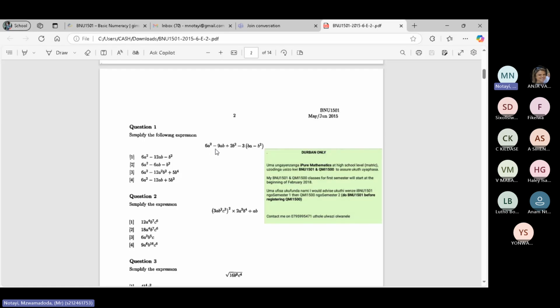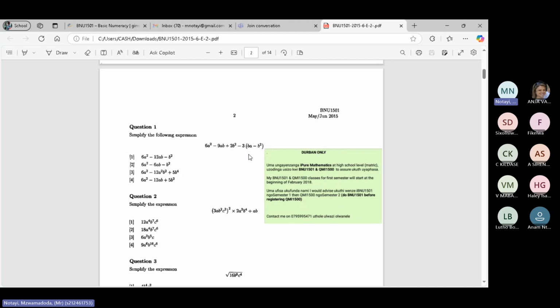We have 6a squared minus 9ab plus 2b squared minus 3 multiplied by ba minus b squared. Remember the arrangement of variables in an expression that I talked about? AB is the same as BA. So you rearrange BA as AB. AB and BA are the same.